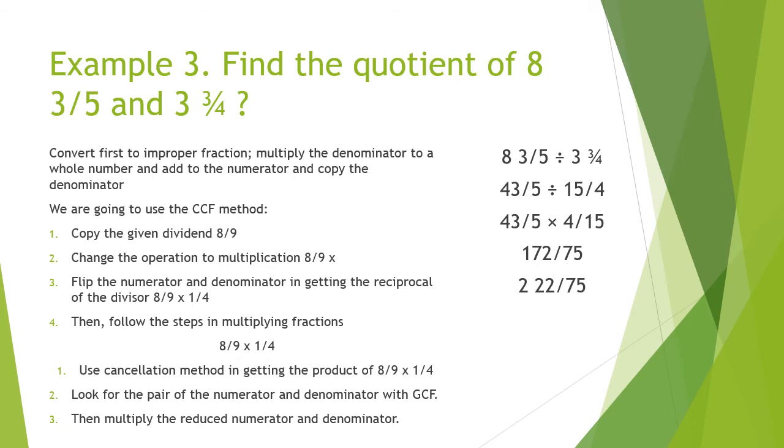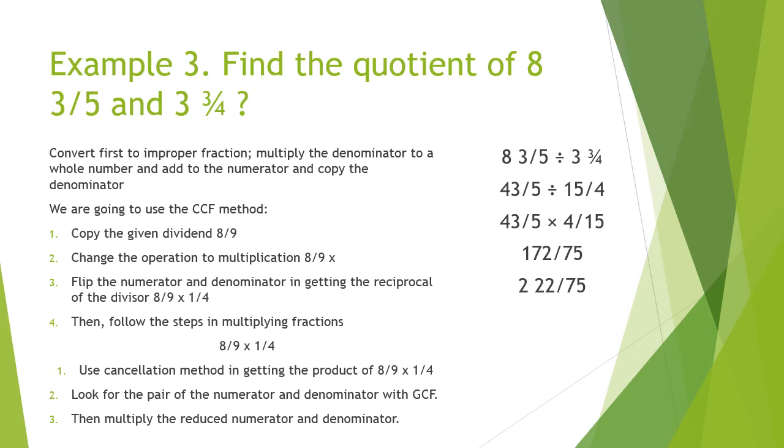Example 3. Find the quotient of 8 and 3/5 and 3 and 3/4. This time is the example of dividing mixed numbers, 8 and 3/5 divided by 3 and 3/4. Since the given are mixed numbers, let's convert first into improper fractions. Multiply the denominator to the whole number and add to the numerator and copy the denominator. So 8 and 3/5 becomes 43 over 5 and 3 and 3/4 becomes 15 over 4.